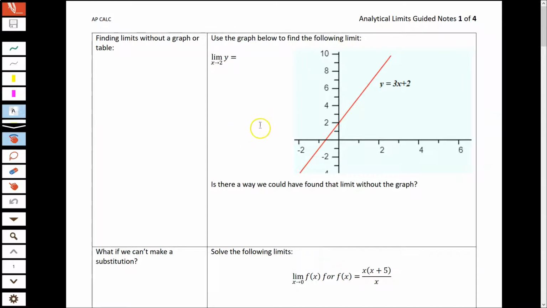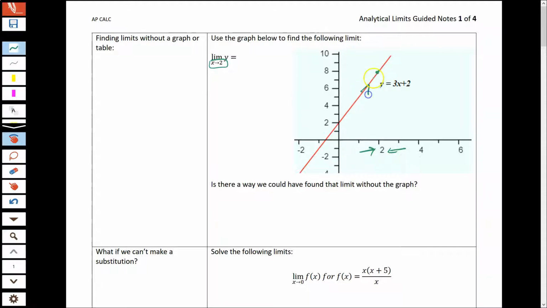So here we're going to continue to develop this notion of a limit, and our goal now is to find limits without using a graph. We're going to start by considering this linear function that I've graphed for you, and investigate the relationship between the limit and the function. So we want the limit of y as x approaches 2, and x approaches 2 is this x value, and that y value is here.